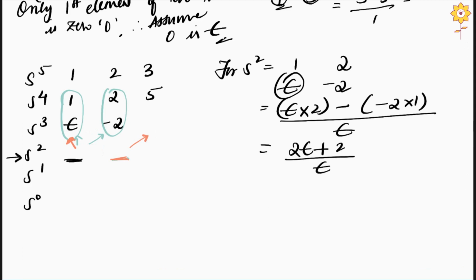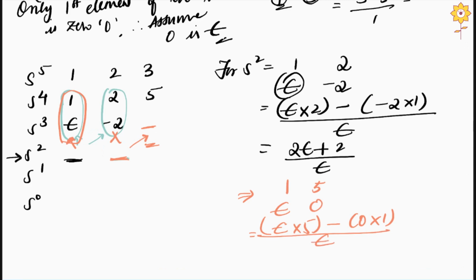And then for the second position, what will you be using? 1 and epsilon remain constant, these two values, and instead of this you will be using this. What is that? 5, there is nothing over here, meaning there is a 0. Again you will cross multiply and we get epsilon into 5 minus 0 into 1 upon epsilon. After simplifying, you will get 5 as the answer. So, we will update these values here in this row.